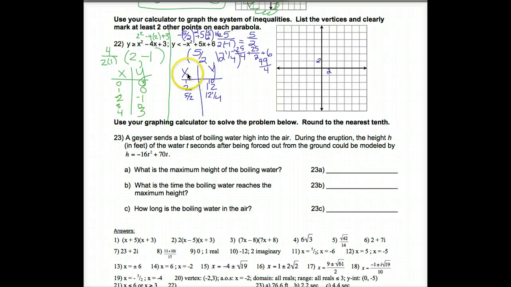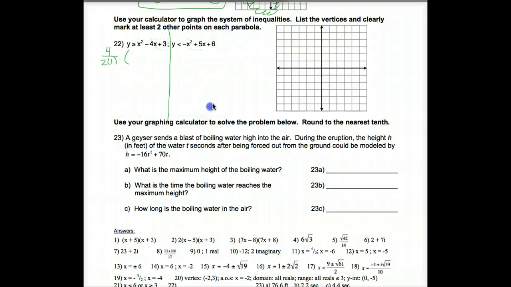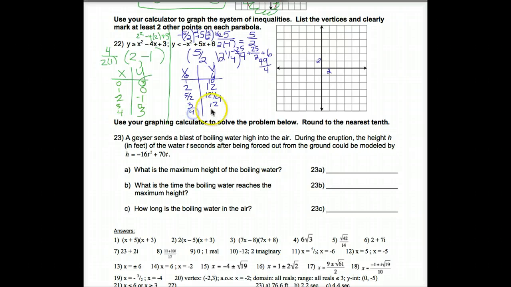And then 0, 6. And then just above the vertex, we've got 3, 12, 4, 10, and 5, 6. So again, it only says you have to clearly mark at least 2 other points. So any of those points in the chart you could choose and that would be fine. So now let's go ahead and graph them.